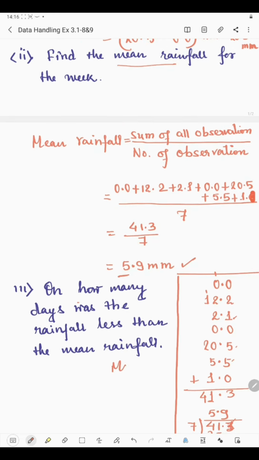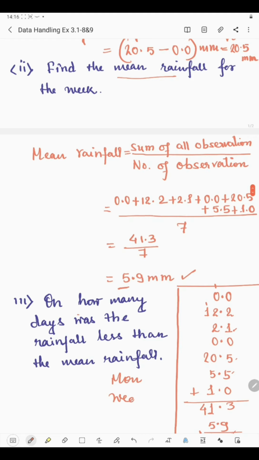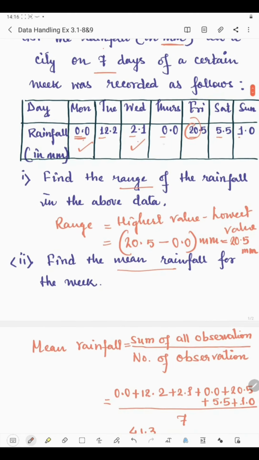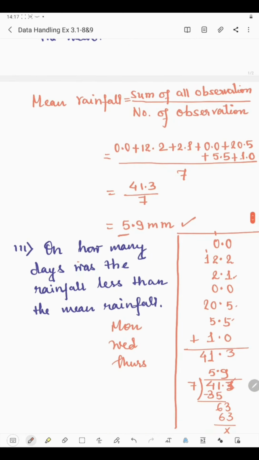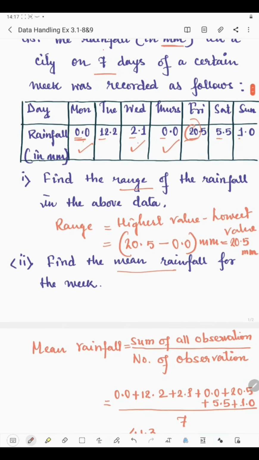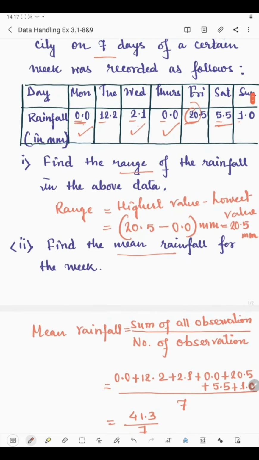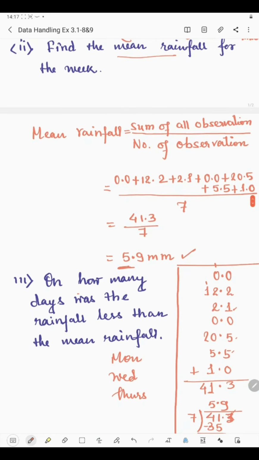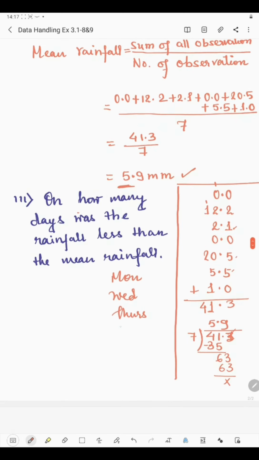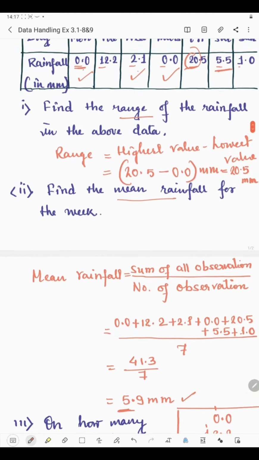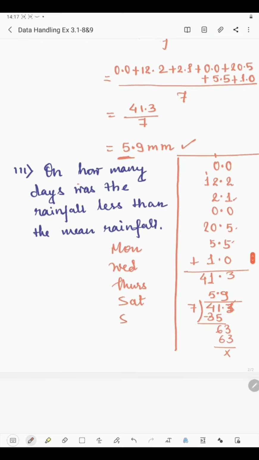So let us count. It's on Monday, right? On Tuesday we have 12, which is more than 5.9, so Tuesday it cannot be. Then on Wednesday it is less, on Thursday also it is less. After Thursday, Friday cannot be, because 20 is greater than 5.9. Then we have 5.5 on Saturday, and 5.5 is less than 5.9, so we'll write Saturday also. On Sunday it is 1.0, which is also less than 5.9, so we'll write Sunday also.